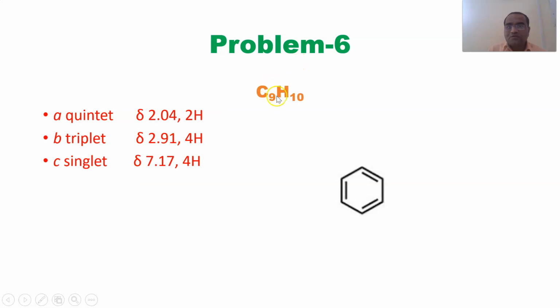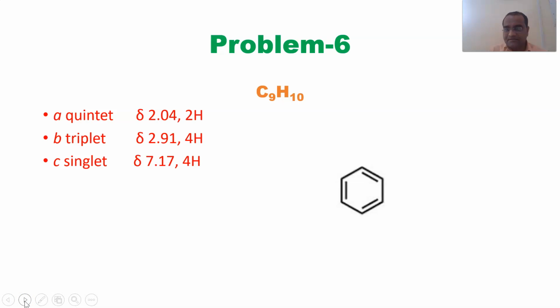Now coming towards problem number 6, C9H10. The data is: quintet delta 2.04 2H, triplet delta 2.91 4H, singlet 7.17 4H. So from this data it has been understood that the singlet is for a benzene ring, and in the region of 7.17 4H it means that the benzene ring has been substituted at 2 positions.